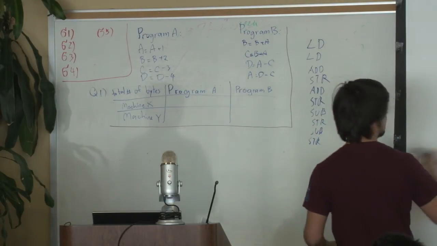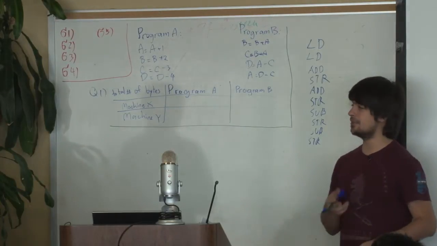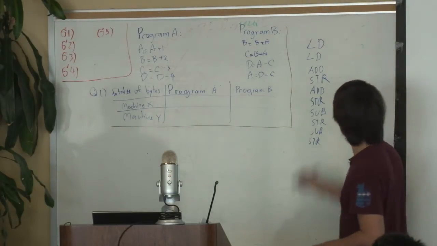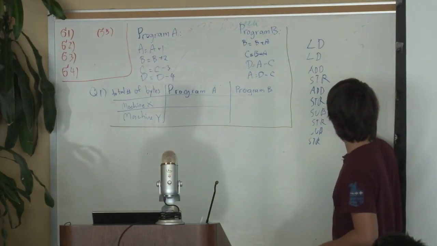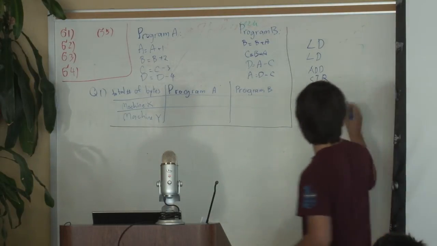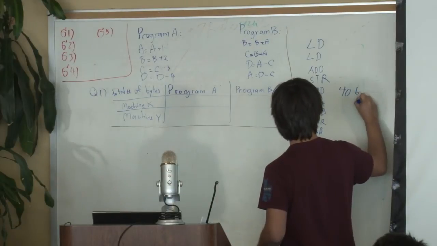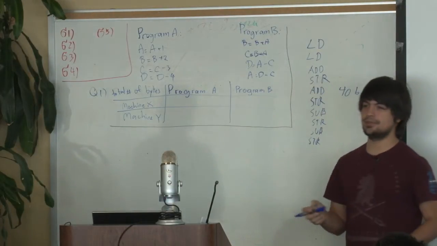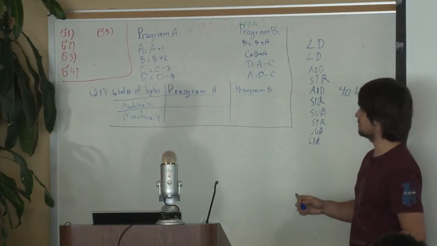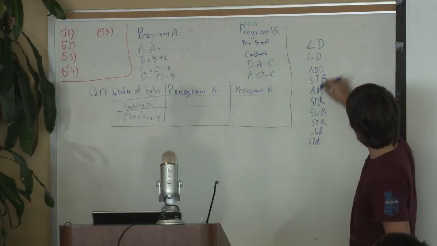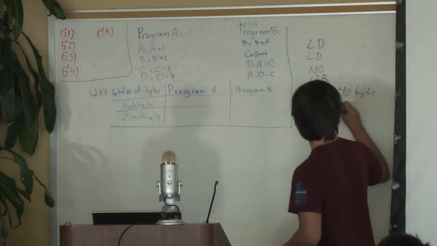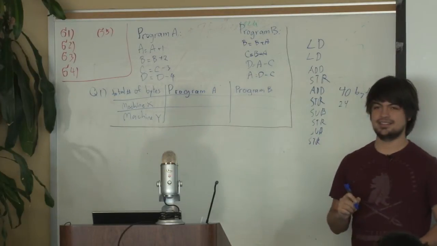Now we have to look at the size. Data and instruction size are both 4. So what we first do is just count the number of instructions, because those have to be fetched from memory. So 1, 2, 3, 4, 5, 6, 7, 8, 9, 10, and 10 times 4 is 40 bytes for instructions. But we also have the data instructions that transfer 4 bytes each. So we look at the data instructions: 1, 2, 3, 4, 5, 6. 6 times 4 is 24. And we add these, and we get 64 bytes.